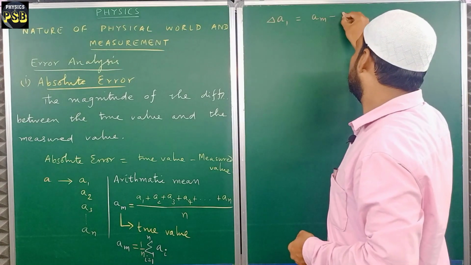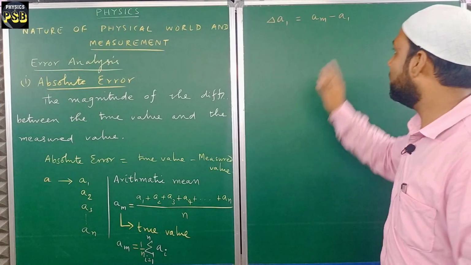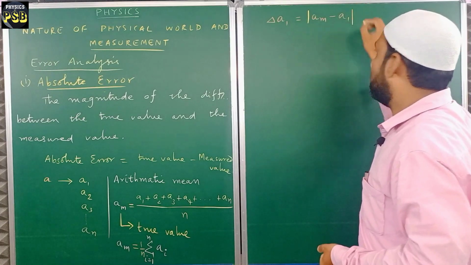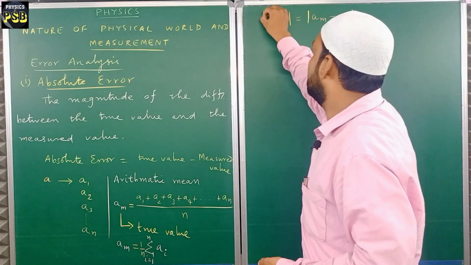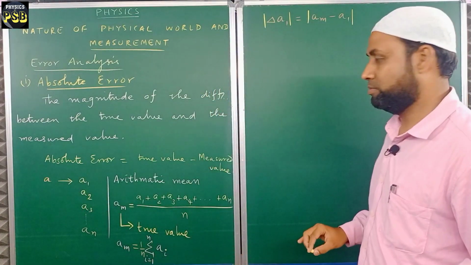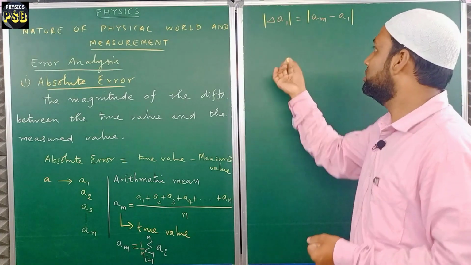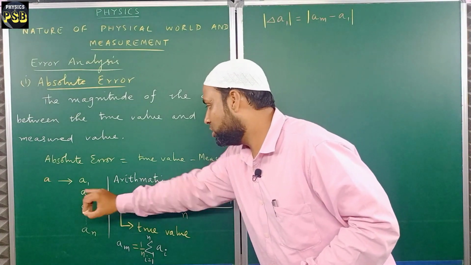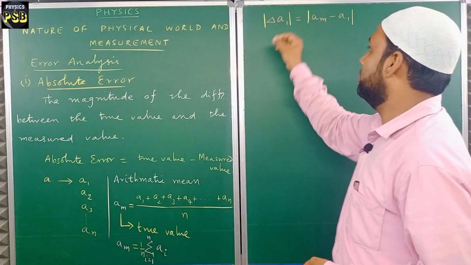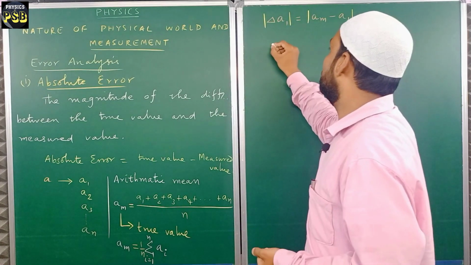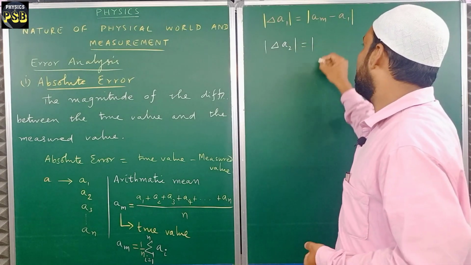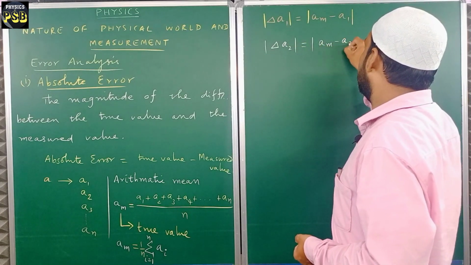From this we subtract the measured value, that is A1. Now, if I take its magnitude, shown by modulus, then it will give me the absolute error in the first measurement of the value A. Then the absolute error involved in the measurement of A2, the second time when we perform the experiment to find the value of A, is modulus of delta A2 equals modulus of AM minus A2.